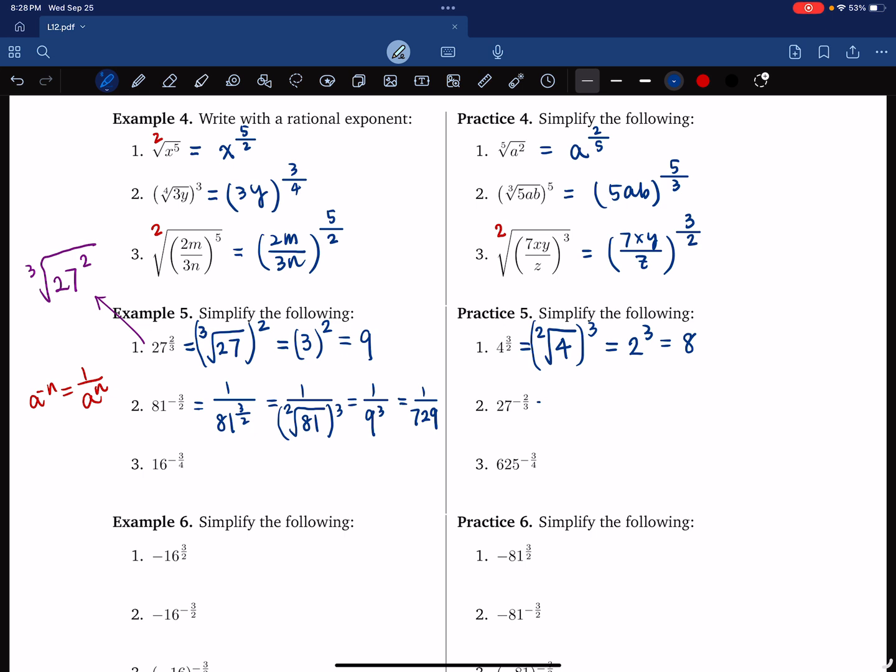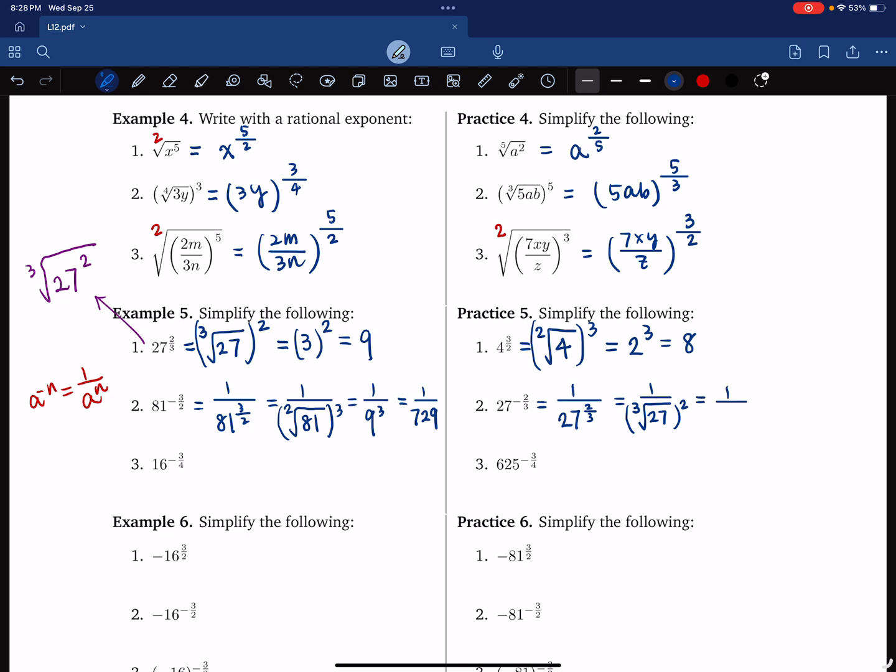Okay, practice side. Practice side, we have 27 as the base. And the exponent is negative 2 over 3. Because it's negative, I'm going to do the reciprocal. So 1 over 27 raised to the power of 2 over 3. And then keep copying the numerator 1. We're going to write 27 as the radicand. The denominator is 3, so that's the index. It goes to the top left. And then the numerator is 2, so I'm going to raise the whole thing to the second power.